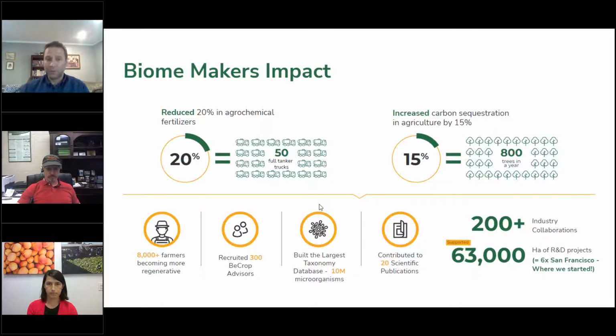And we continue to build, we continue to grow, and have contributed not only on the application side to the growers and to input manufacturers, but on the academic side as well. We have a lot of university partners and partnerships, and we have been able to contribute to several scientific publications. Overall, we have over 200 industry collaborators, and our products, our testing is done on over 63,000 hectares of research and development projects worldwide.